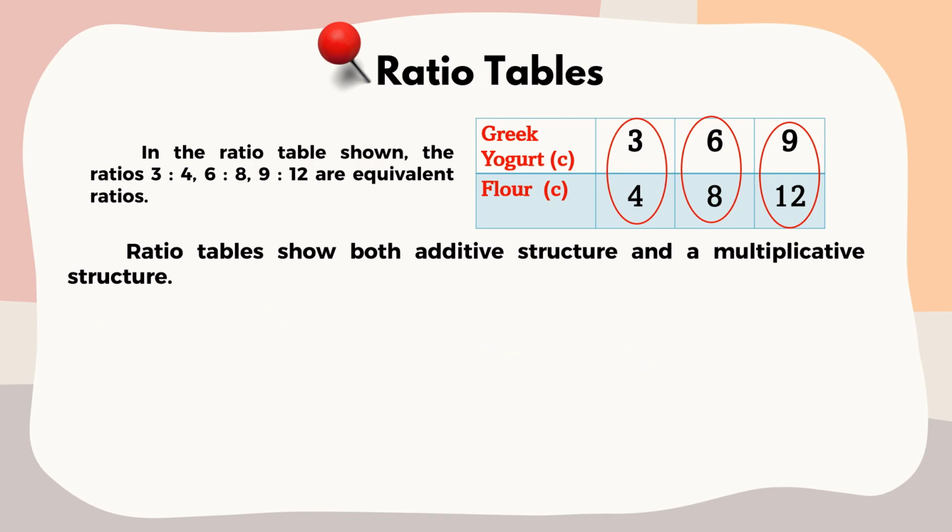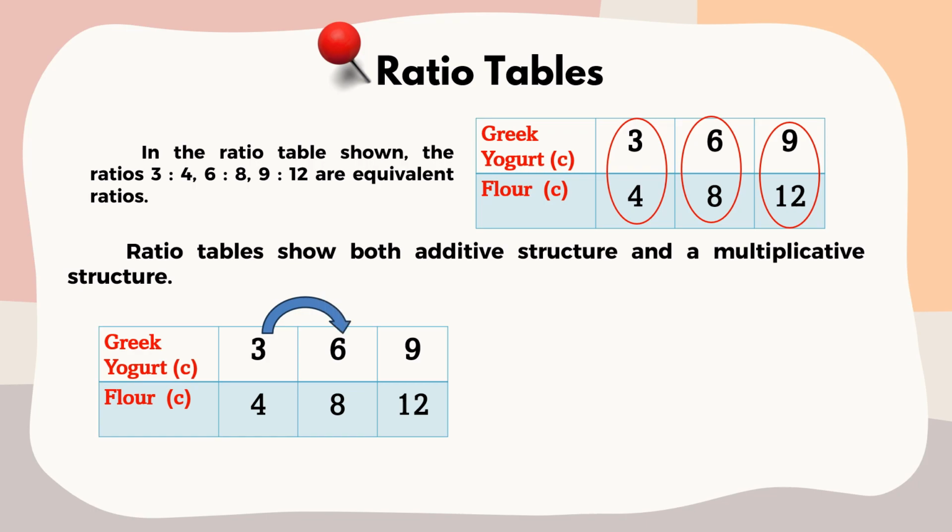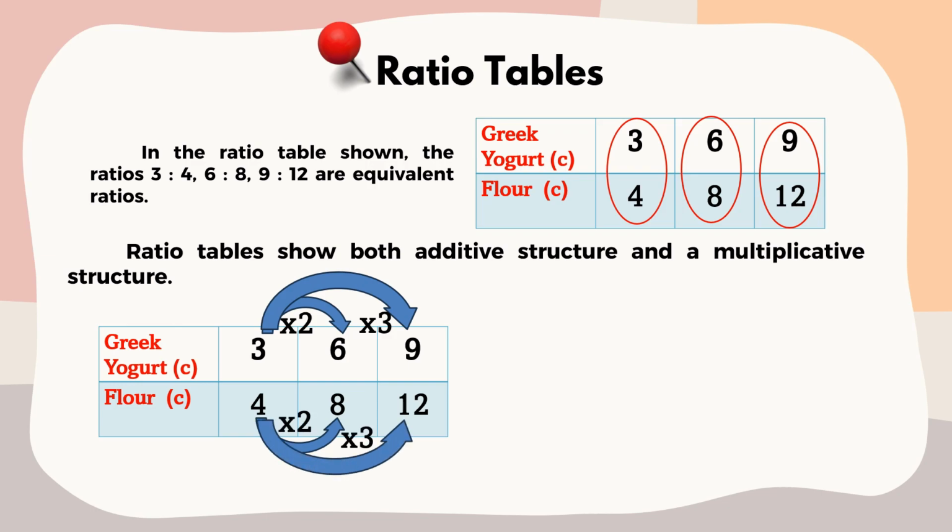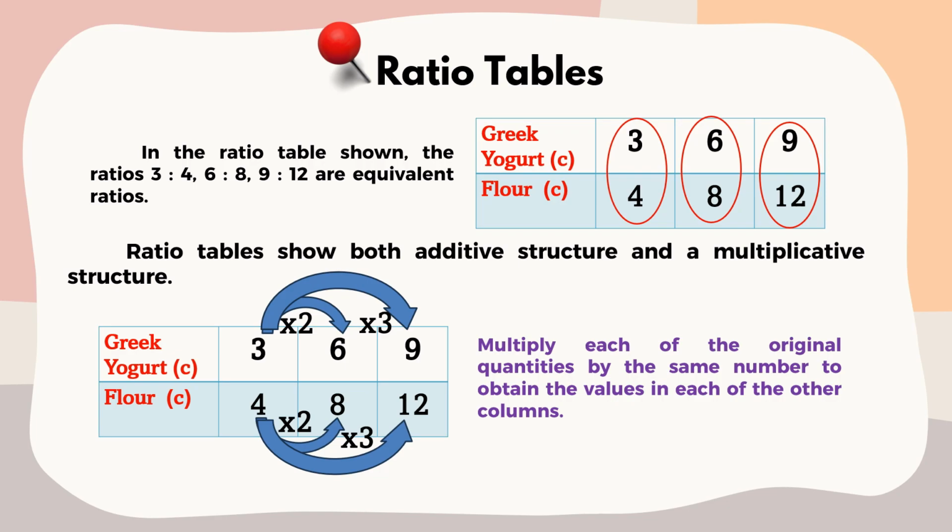Now let's proceed to the multiplicative structure. Study the ratio table below. Multiply each of the original quantities by the same number to obtain the values in each of the other columns.